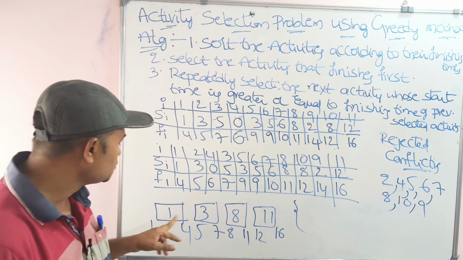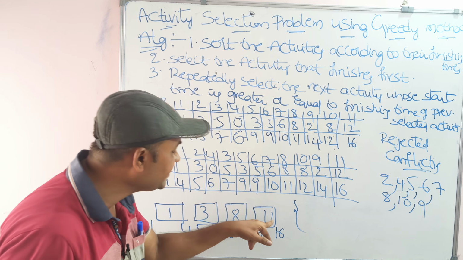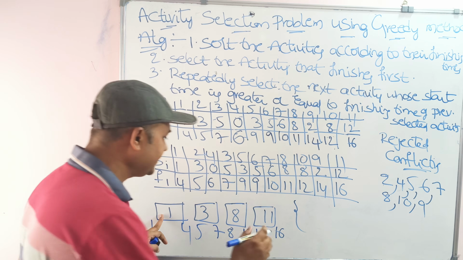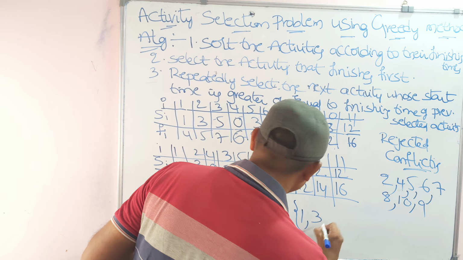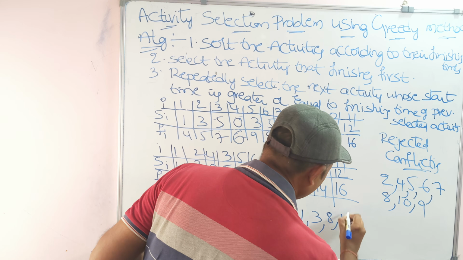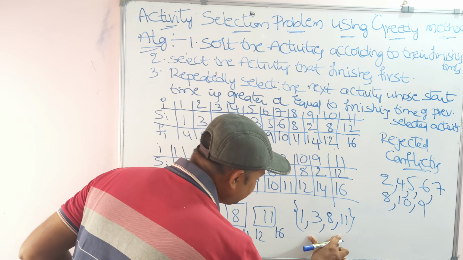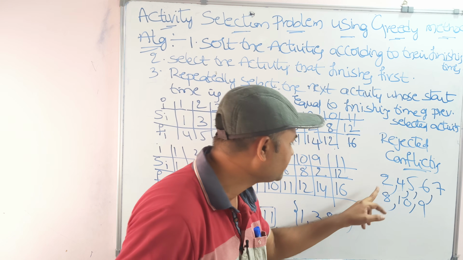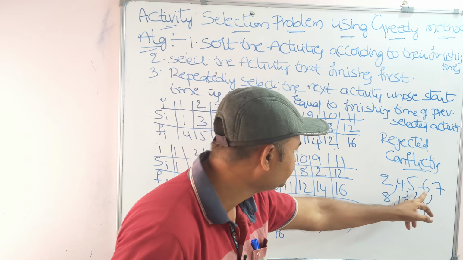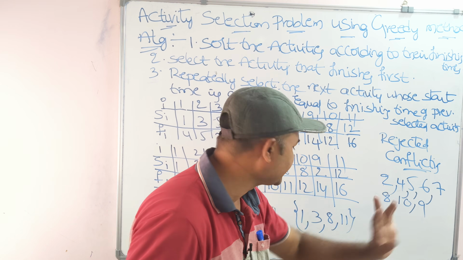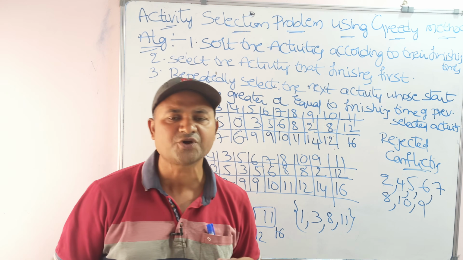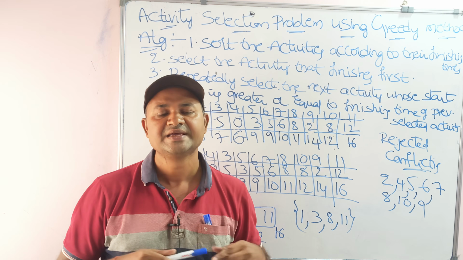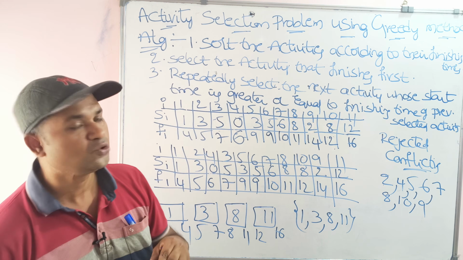Here the major aim of the activity selection problem is to find the maximum number of non-conflicting activities. So here how many non-conflicting activities are there? 4 non-conflicting activities are there. They are 1, 3, 8, 11. So these are non-conflicting activities. Whereas the conflicting or rejected activities are 2, 4, 5, 6, 7, 10, 9. So in this way we can solve any problem very easily. So this is about the activity selection problem using greedy.